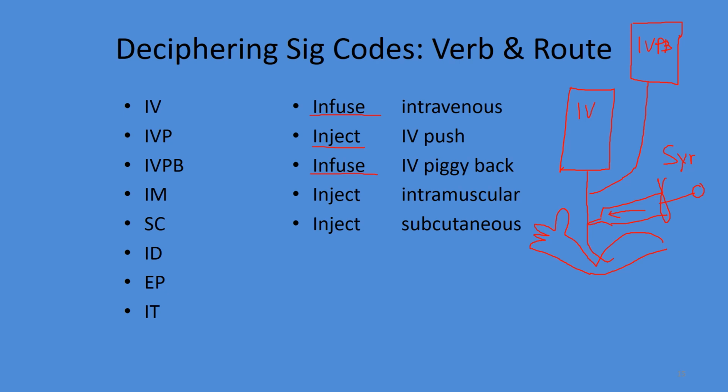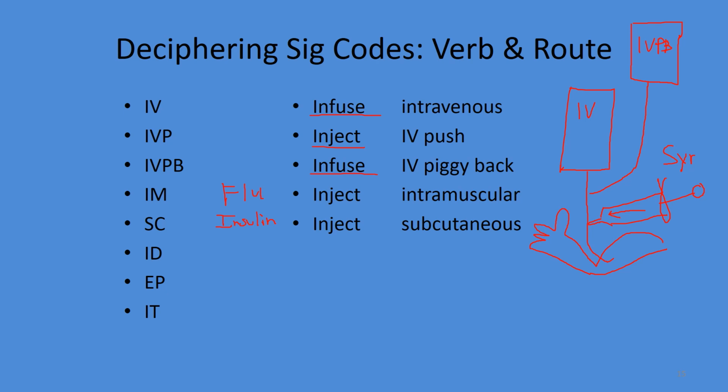IM and SC will probably be more common than ID, epidural, and IT. So IM is into the muscle. We'll usually use a syringe for that administration. Same with under the skin. An example of an IM injection would be the flu shot. An example of a subcutaneous injection would be insulin. So in the abdomen area, right under the skin.